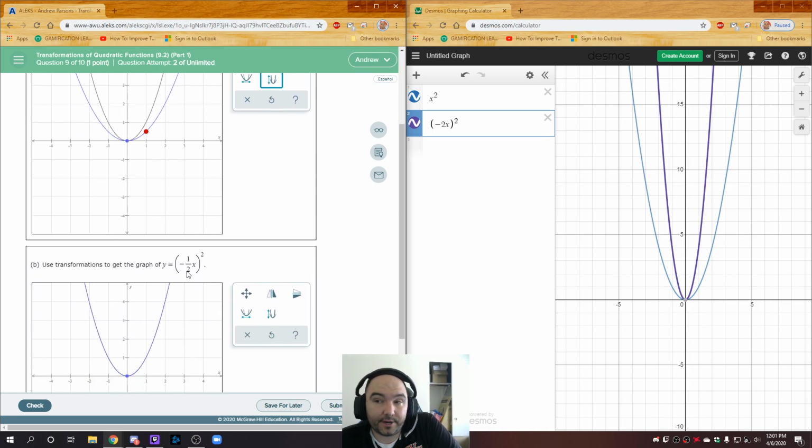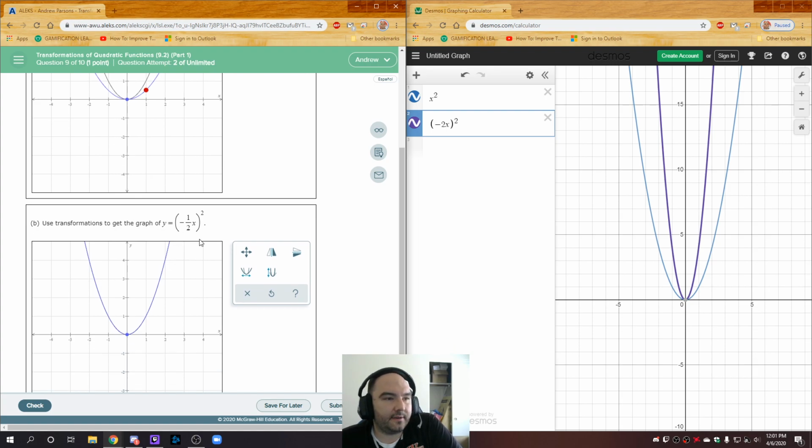Here's a -1/2 inside parenthesis. So the negative inside flips it horizontally. Again, nothing visually happens. And then 1/2, you've got to do the reciprocal, not half, but 2, because the reciprocal of 1/2 is 2. Twice as wide. Or the graph should look 1/2 as skinny as it was, I guess. I guess that's what we're going for here.